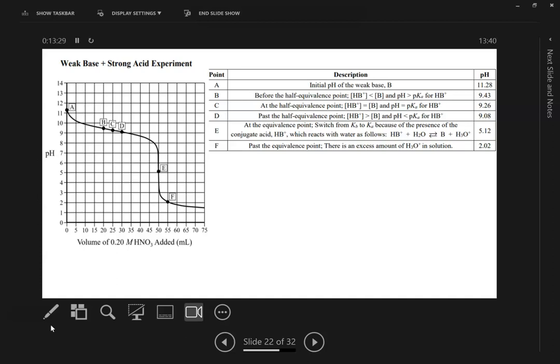And all of a sudden, I get to the point where the pH just drops like a stone as I pass through the equivalence point. I get 5.12, and then I go on to be 2.02. So this curve looks a lot like the previous problem, but just sort of a mirror image.